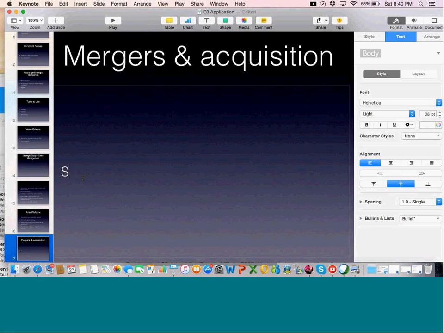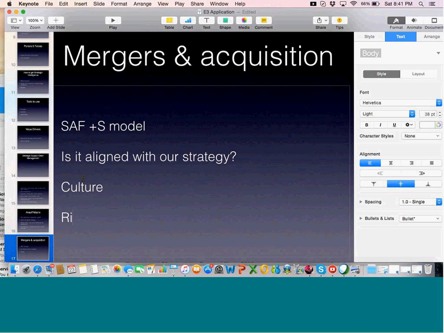I would look at the SAF plus model, because that covers suitability, acceptability, feasibility, and sustainability. It goes into the space where it asks: is it suitable for our strategy, in line with our strategy? That question needs to be answered. The next one is the culture risk.